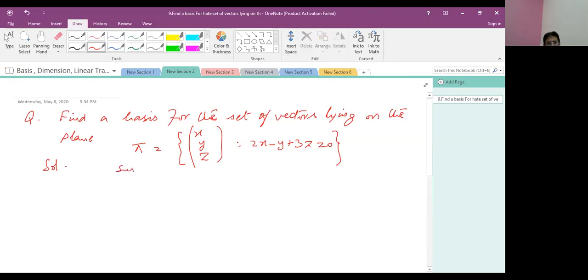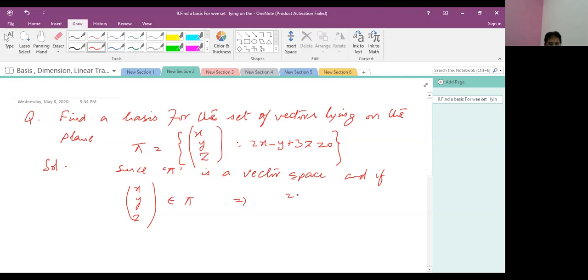Since pi is a vector space, and if (x, y, z) belongs to pi, this implies that 2x minus y plus 3z is equal to 0, and y is equal to 2x plus 3z.